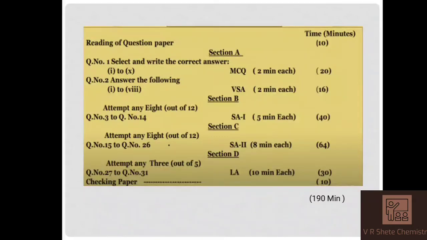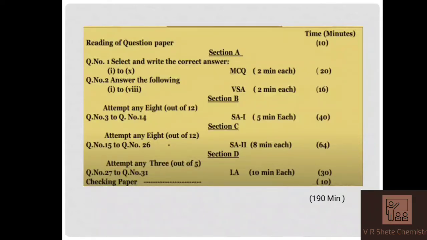Next one, section C from 15 to 26. Short answer questions are there, but right now this question has 3 marks weightage, so it will require maximum minutes. Near about 8 minutes will be required for each question. It means you have to solve the 8 questions within the particular time. 8 multiplied by 8, you will get 64 minutes for section C.